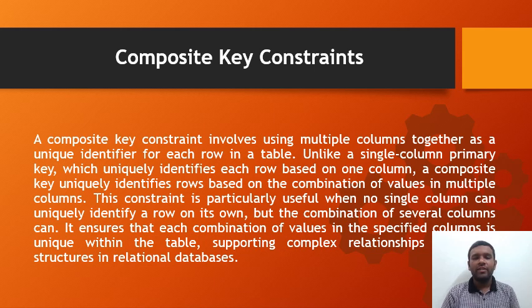This constraint is particularly useful when no single column can uniquely identify a row on its own, but the combination of several columns can. It ensures that each combination of values in the specified columns is unique within the table, supporting complex relationships and data structures in relational databases.